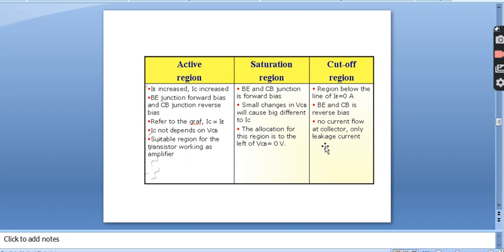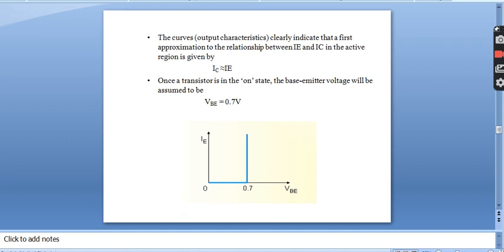In the case of the cutoff region, the input is equal to 0, which means there is no input current, IE equals 0, then IC equals 0. But a small amount of reverse leakage current will be flowing. This small reverse leakage current is due to minority carriers, and it is called ICO. This is totally about the common base configuration.